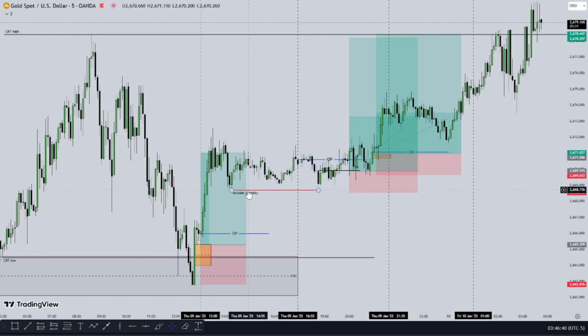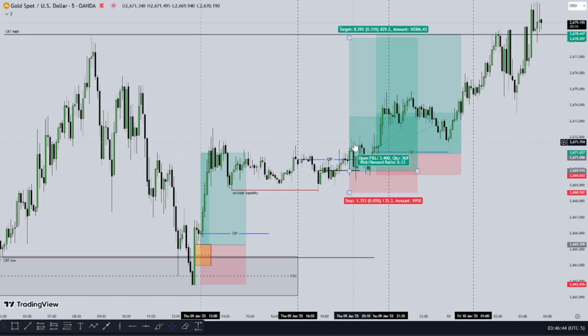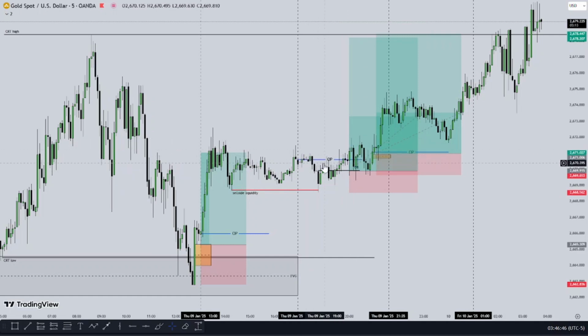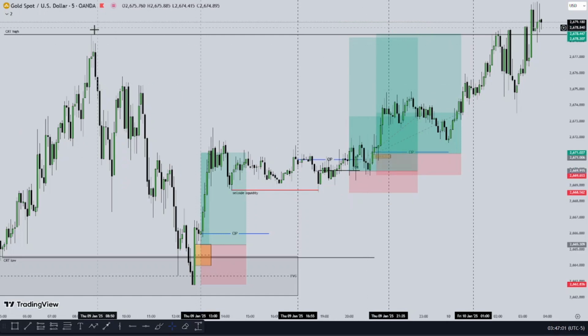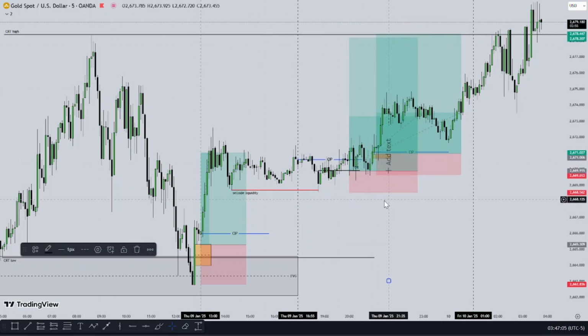Price traded lower, took out the sell side liquidity. After running the sell side liquidity, there's a shift in market structure going above the opening price. If price were to retrace back to a discount, it will be the order block that ran out the sell side liquidity as our entry. Price retraced back to the order block, we use it as an entry model, anticipating higher price for price to go for the CRT high.